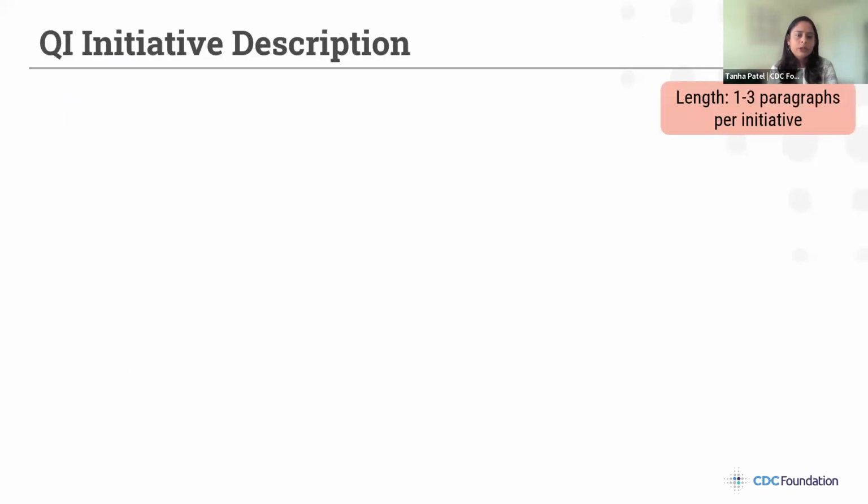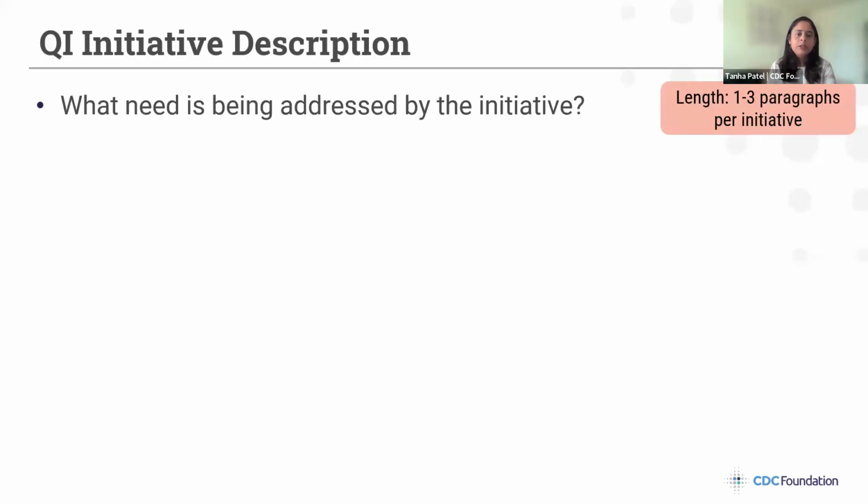Once you have described your PQC and its priorities, the next section of the evaluation plan describes your quality improvement initiative in 1 to 3 paragraphs. In this description, you should include key details about the initiative itself. So this is the hypertension initiative that we're talking about. Especially describe the need being addressed by the initiative.